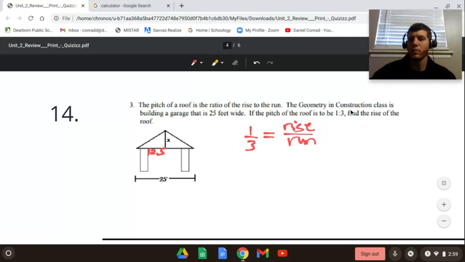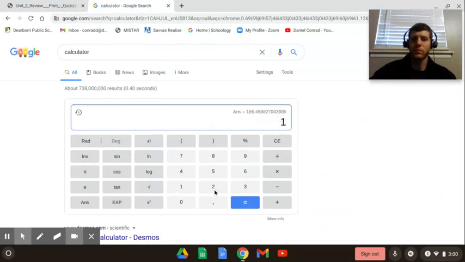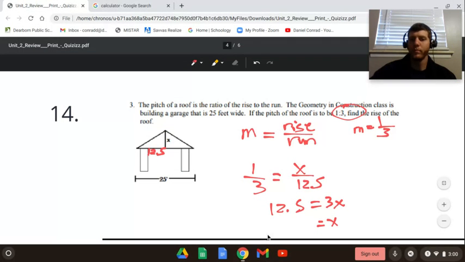Right, our slope, right? So this is our slope. So slope is 1/3. So maybe we should write slope. Okay, so 1/3 equals rise is x, run is 12.5. Right, you can cross multiply, so 12.5 equals 3x. Divide by 3. 4.2 would be your height, feet.